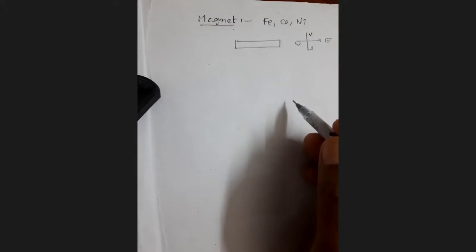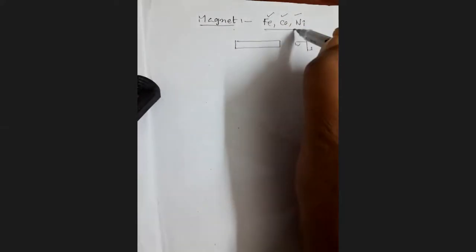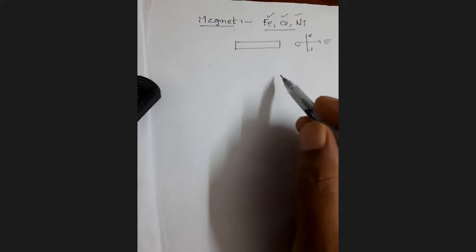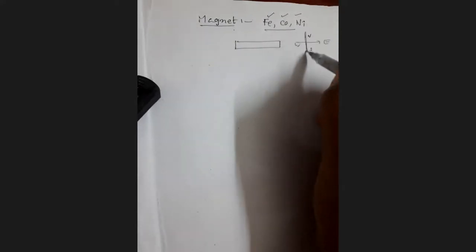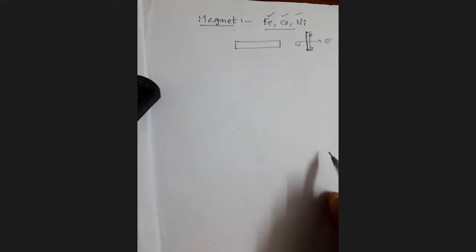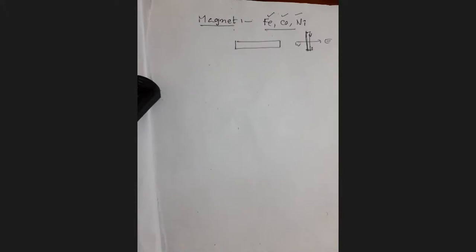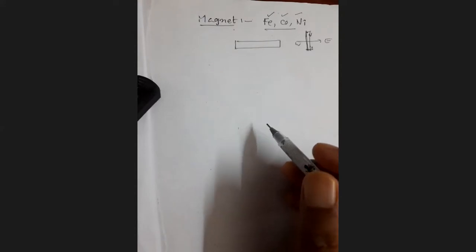So a magnet is defined as the substance which has the property of attracting substances like iron, cobalt, nickel, and whenever it is suspended freely, it comes to rest along the geographical north and south direction. That substance is called a magnet, and that property is called magnetism.